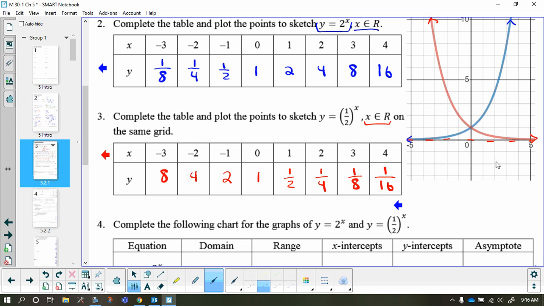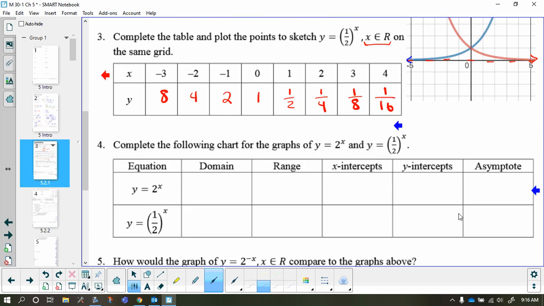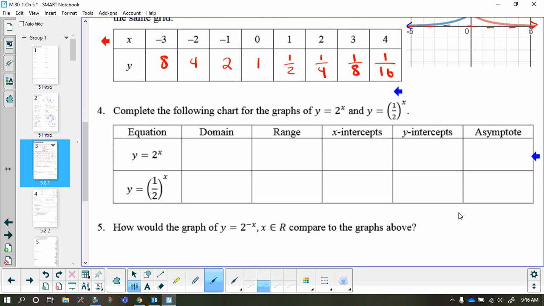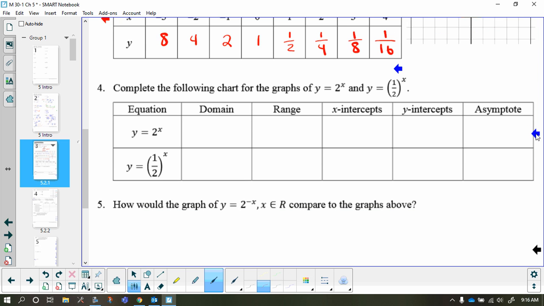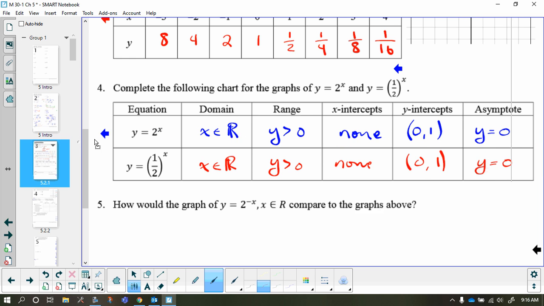So when you filled in this chart for number 4, you probably found, hopefully, that it's exactly the same for both of these functions. So the first function, we had a base of 2, and the second function, we had a base of 1/2, reciprocals of each other. And so the impact was growth for this first function, decay for the second one. But the domains are the same, all real numbers.